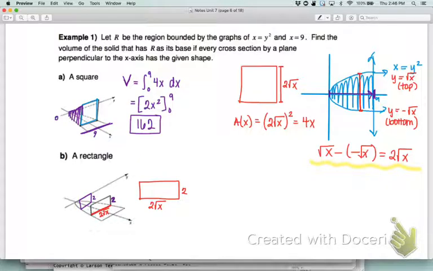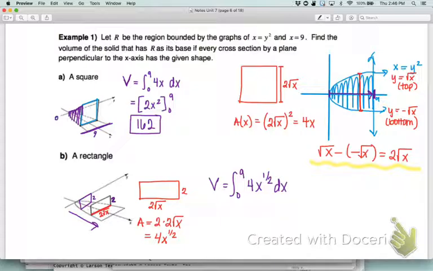So the area of this rectangle is always going to be 2 times 2 root x, which is 4 times the square root of x, which I'm going to write as x to the 1/2 to make it a little easier to integrate. And so now all we have left to do is to integrate and sum up all of those rectangles over the interval, which is going to be, again, from 0 to 9, of 4x to the 1/2 power dx.